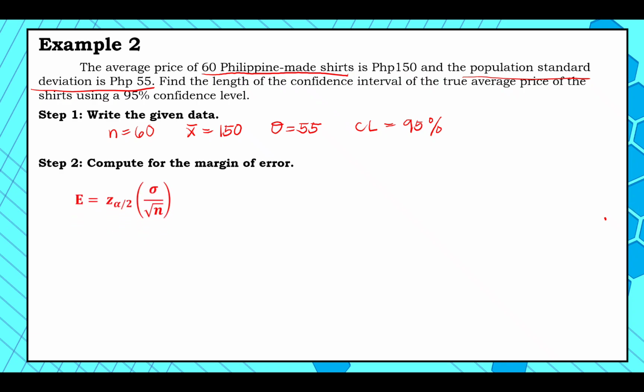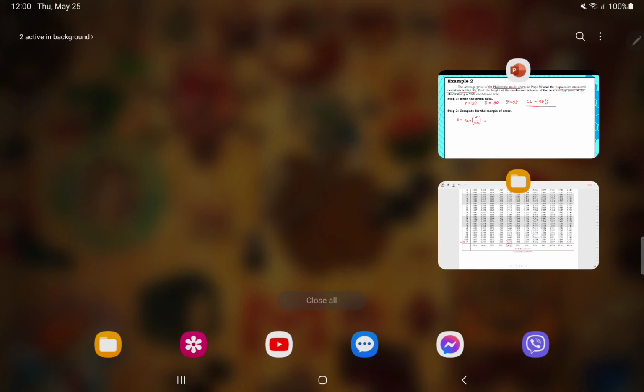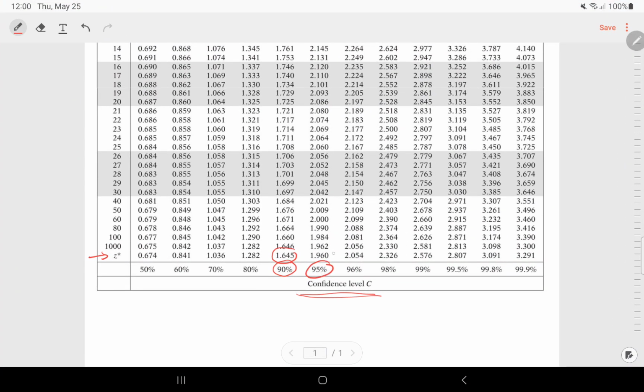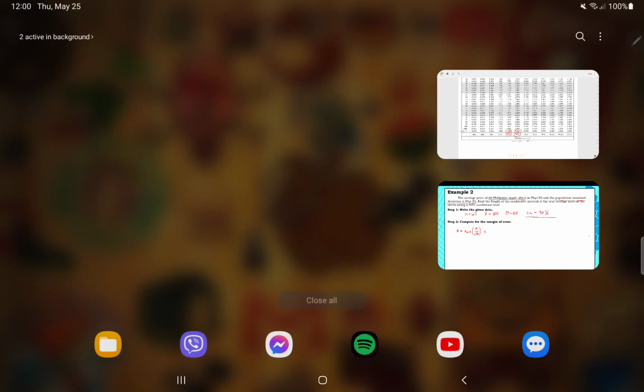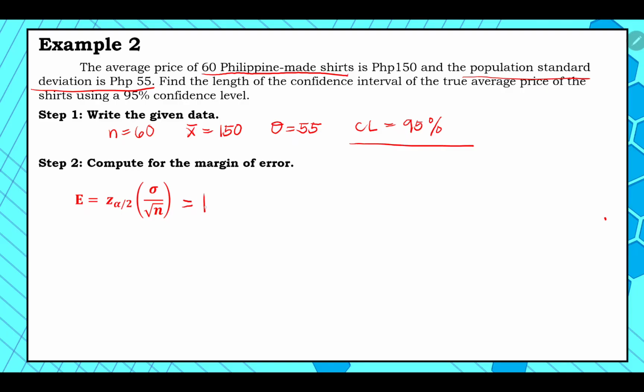So, again, yung Z alpha over 2 natin, nakadepende yan sa ating confidence level. So, kung 95% ang confidence level natin and the population standard deviation is known, 95% is 1.96. Multiply again to population standard deviation over square root of sample size 60. The answer is 13.92, when you round it off to the nearest hundredths.